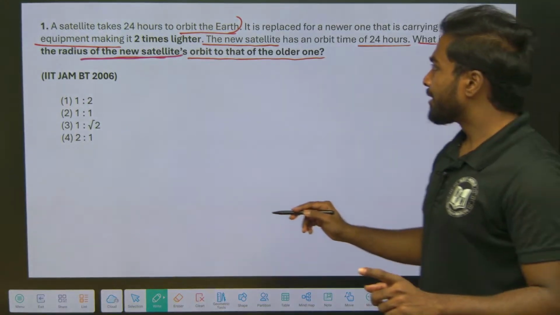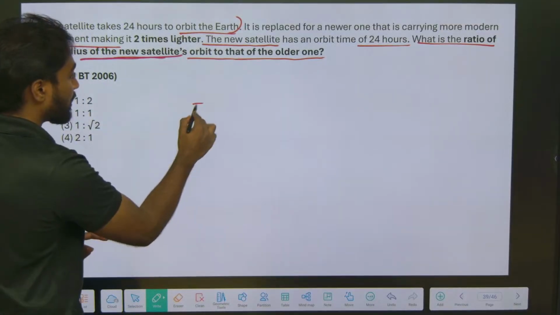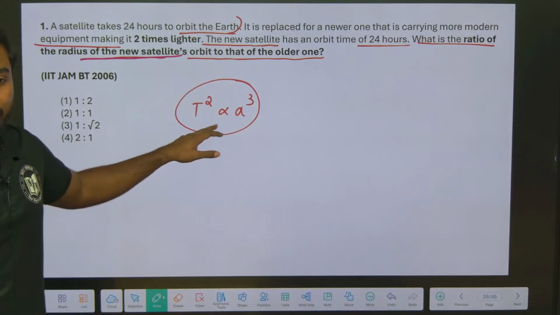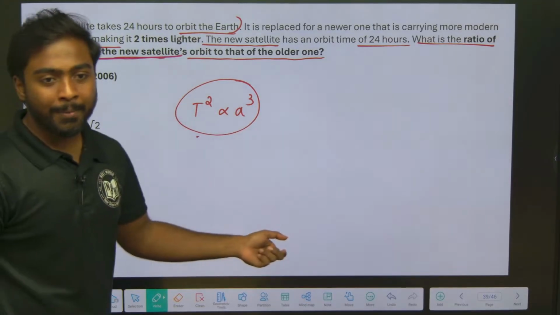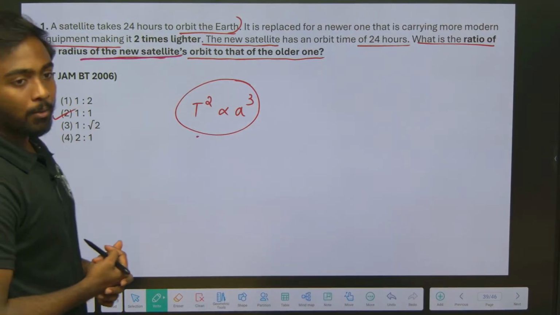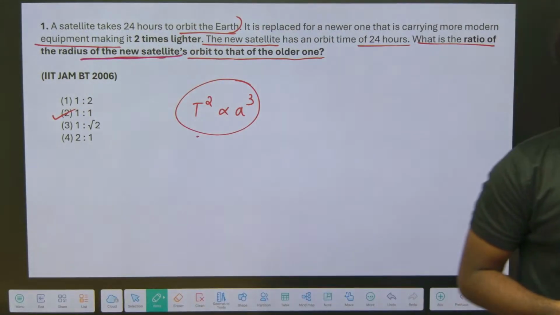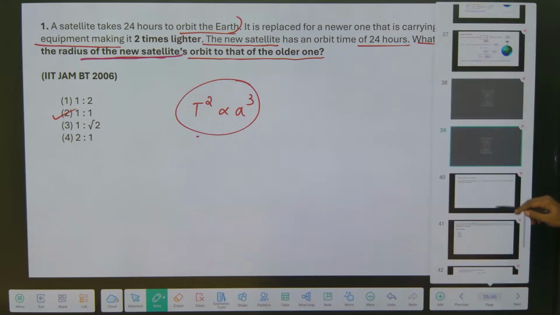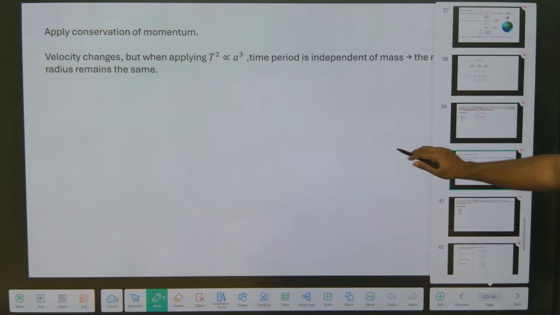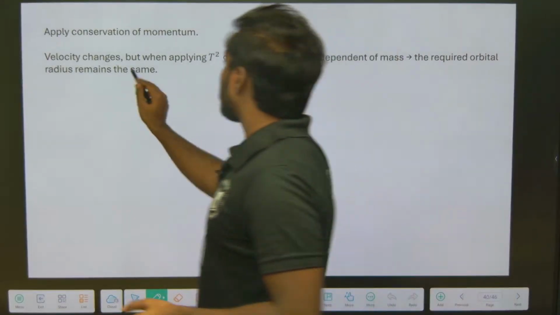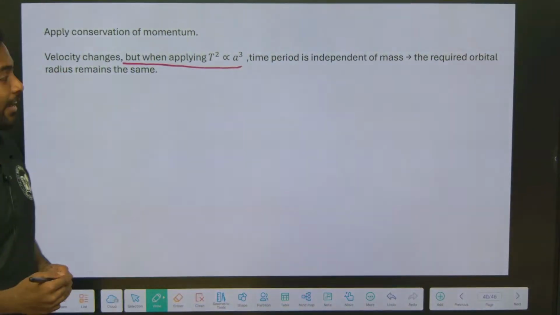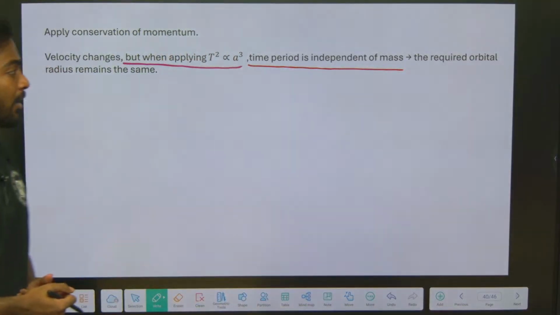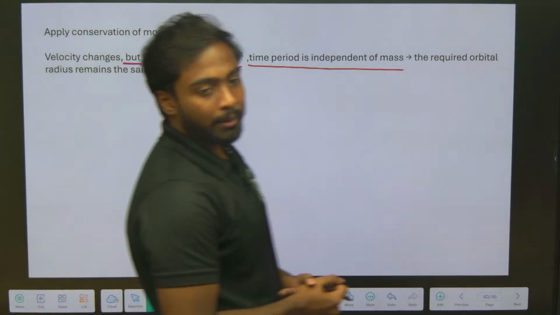So, when I talk about the time period and the radius, T square is directly proportional to a cube. Is there any mass in it? No, so I can say it is independent of mass. So the answer is 1:1. Yes, when I apply conservation of momentum, velocity changes, but when I apply T square directly proportional to a cube, the time period is independent of mass, so the radius will remain the same.